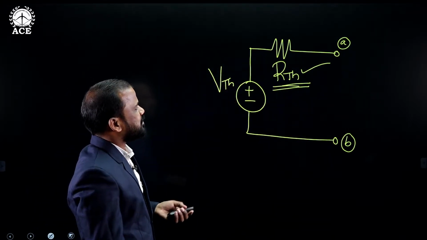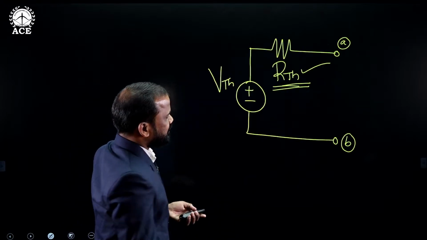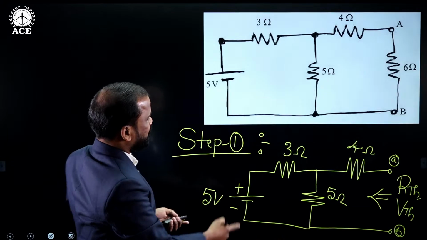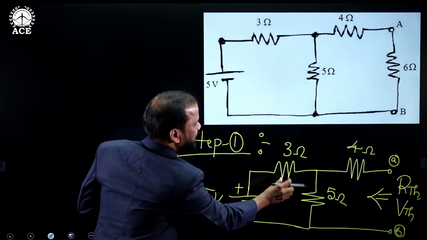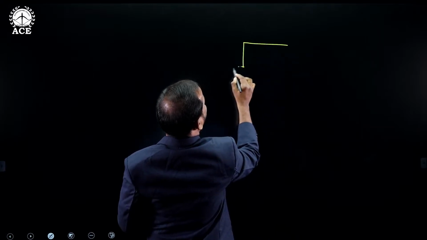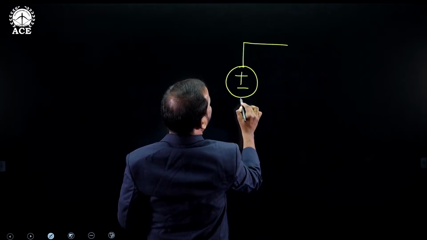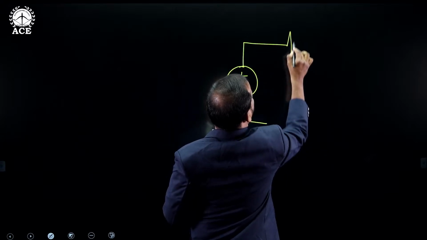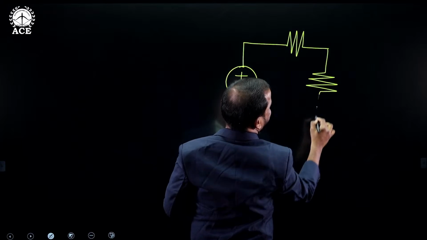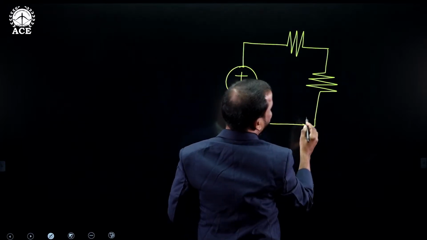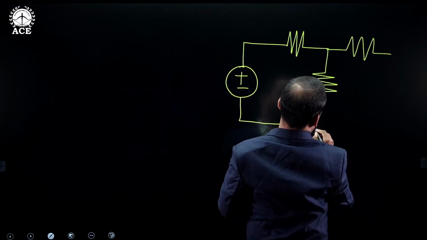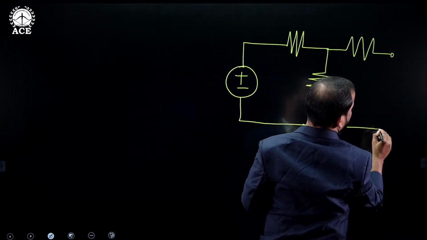First, I need to find the value of Thevenin resistance across the terminals. How is it possible? Simple. For example, I will draw the same circuit here. If you follow this particular procedure, when you get a question on Thevenin's theorem in the end examination, you can directly apply this procedure.